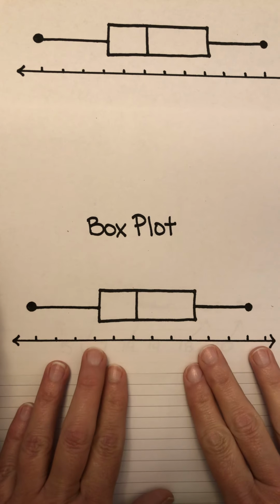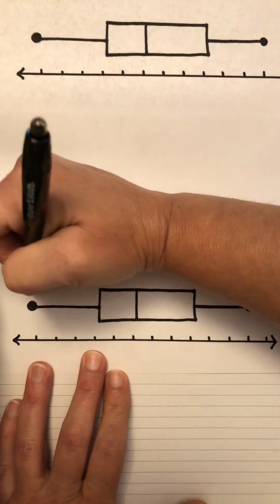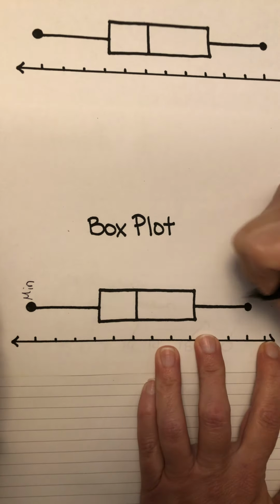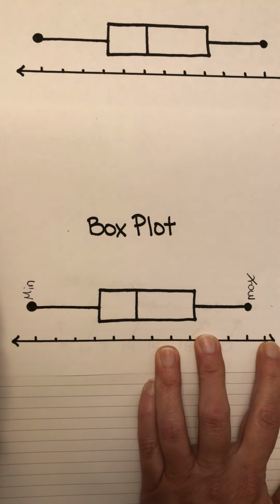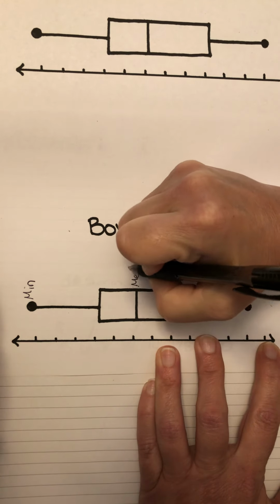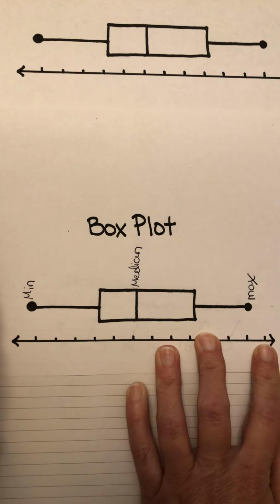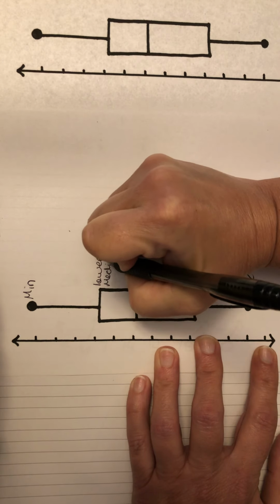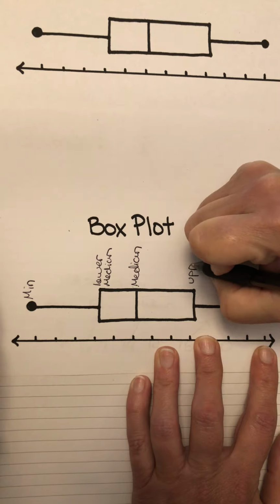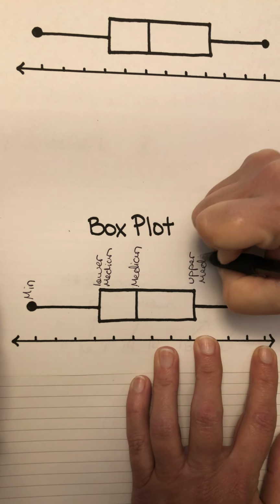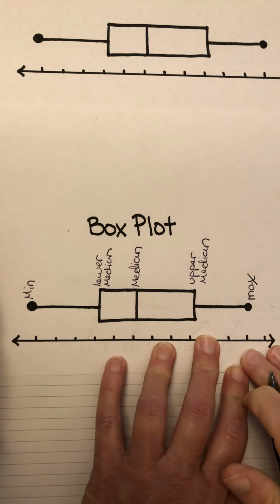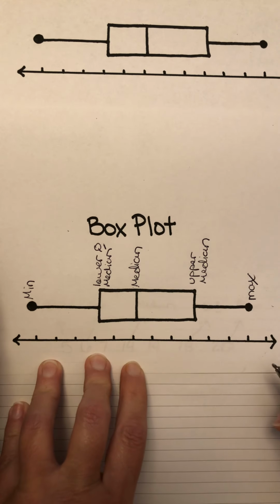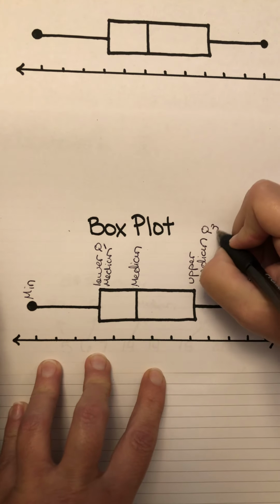So if I have my box plot, this here, what we just said, is my minimum. This right here is my maximum. This here is my median. And this is my lower median. And this is my upper median. So when I explained earlier, I said that this was also my Q1 and that this was my Q3.